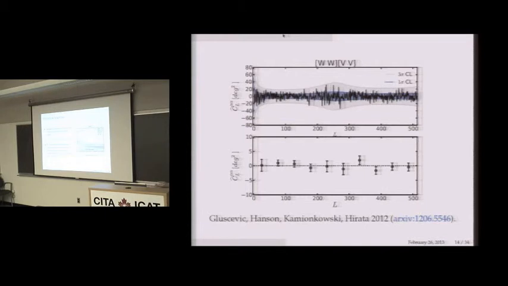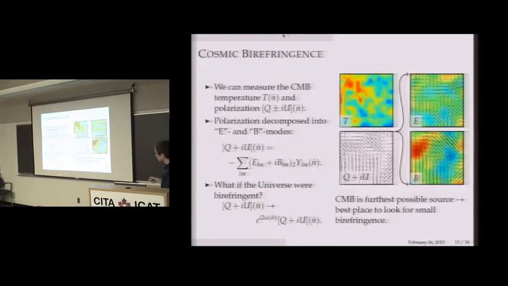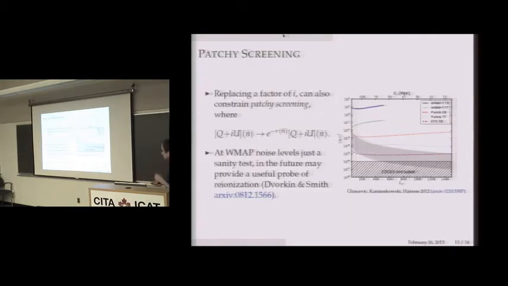It starts to get more interesting if you remove that factor of i in this rotation. So now you're just looking at something which is modulating the fluctuations at different points on the sky, rather than rotating the polarization. And that also leads to leakage between E and B, and you can constrain it using the WMAP data. It also affects temperature, because you're basically changing the amplitude of the power spectrum at different positions on the sky.